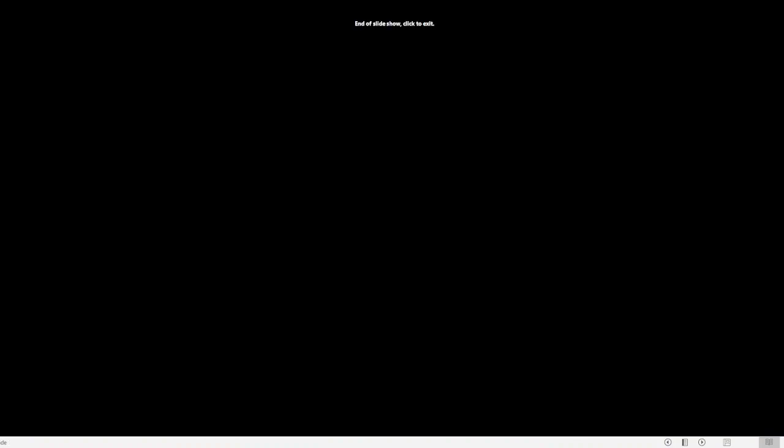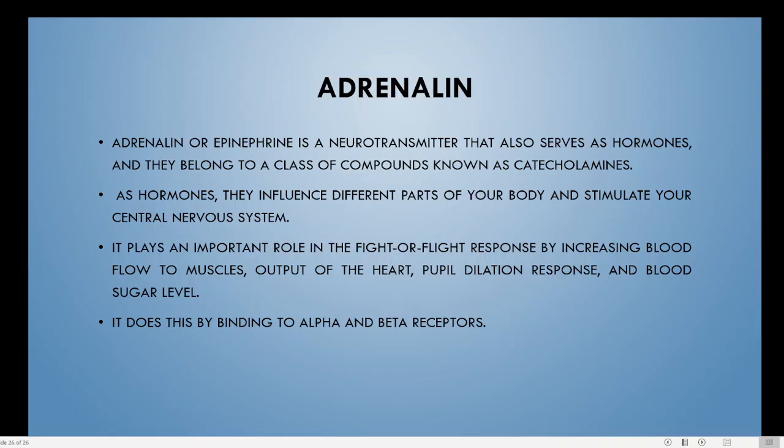Then there is one more neurotransmitter, that is adrenaline. About adrenaline, I have given you an idea already. Adrenaline is a fight or flight neurotransmitter. Adrenaline is also known as epinephrine, so you can use either term. It is a neurotransmitter that also serves as a hormone. They belong to the class of compounds known as catecholamines. The chemical nature of adrenaline is that of a catecholamine. They come under a group of chemicals known by the name catecholamines.